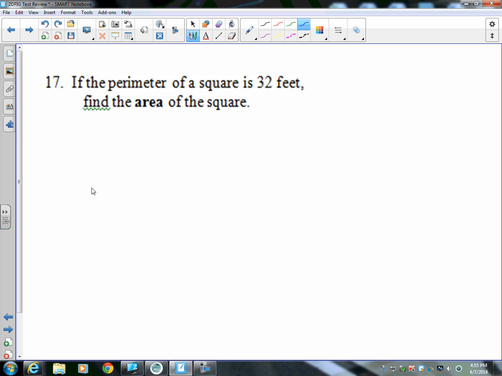Number 17. If the perimeter of a square is 32 feet, we want to find the area of the square. Okay, well, let's first draw a square. This square is not perfect, but that's okay. If the perimeter is 32, how do we find the area?